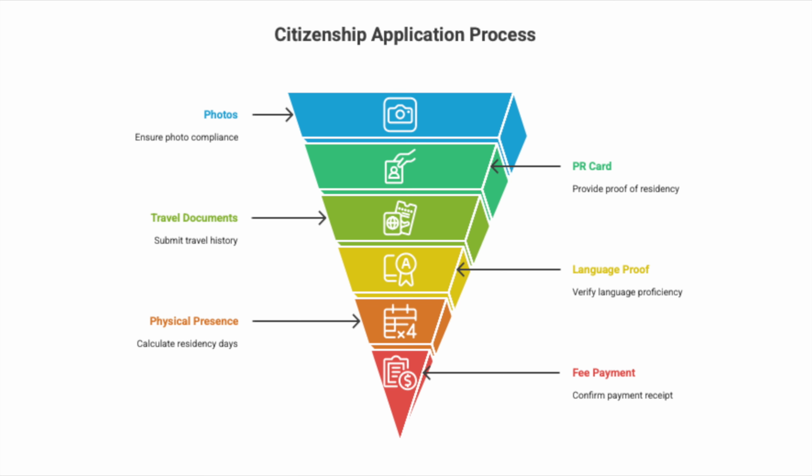What documents do you need? Here's your complete checklist. Application form CIT 0002 for adults. 2 citizenship photos. Follow Canada.ca for photo specifications. PR card copy, both sides. Travel documents, passport and travel history for the last 5 years. Proof of language if aged 18 to 54.